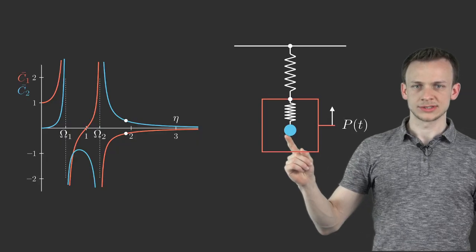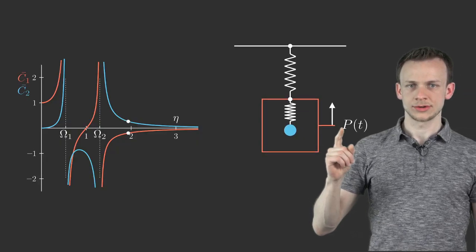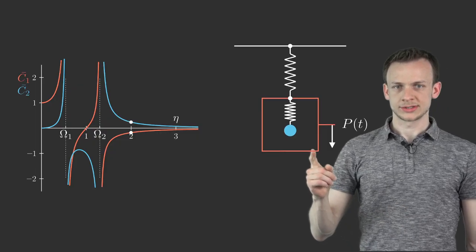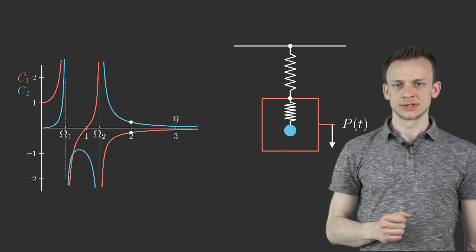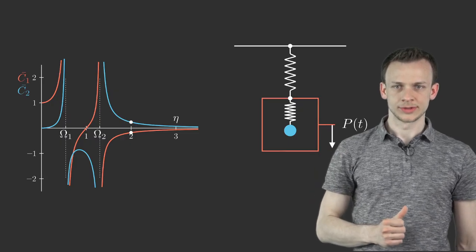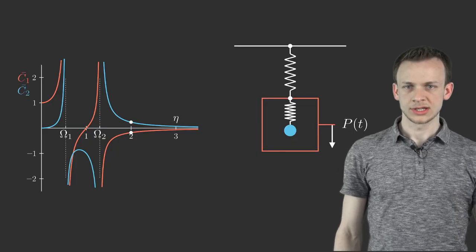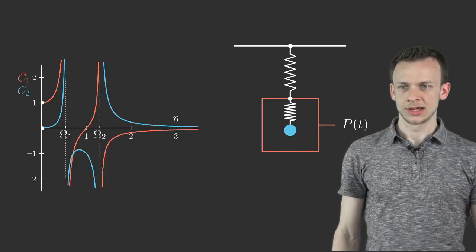So in-phase means that the blue mass point and the force move in phase, whereas the red box and the force are antiphase. So I will play the animation again and step out of the slide so you can have a closer look.